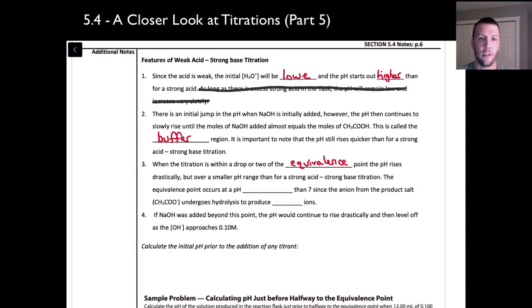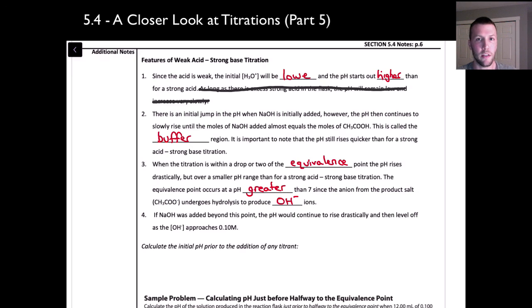When the titration's within a drop or two of the equivalence point, we see that drastic rise in pH. However, that drastic rise is happening over a smaller pH range than what we observe for a strong acid, strong base titration. The equivalence point is going to occur at a pH greater than 7, since the anion from the product salt, that's the acetate ion, will undergo hydrolysis to produce hydroxide ions.